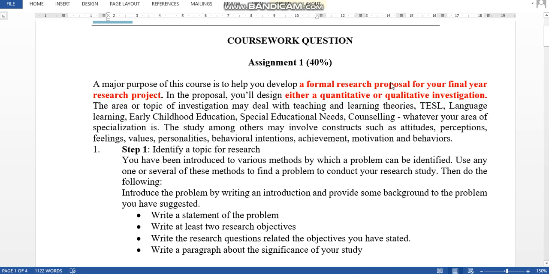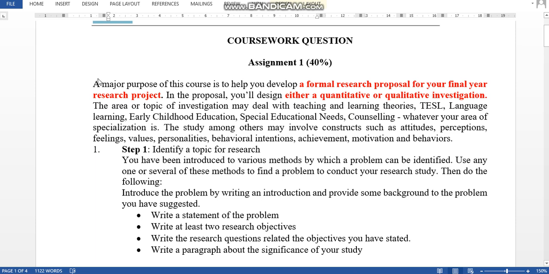Okay, let me brief you on what we are supposed to do in assignment 1. Here you are seeing the coursework assignment 1, which carries 40% of the marks. You know that another 20% comes from assignment 2 and the balance 40 from the examination. Okay, let's come back to assignment 1.